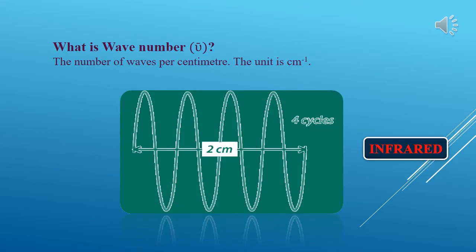What is wave number? It is denoted with nu bar. The number of waves per centimeter is known as wave number. The unit of measurement is centimeter inverse.